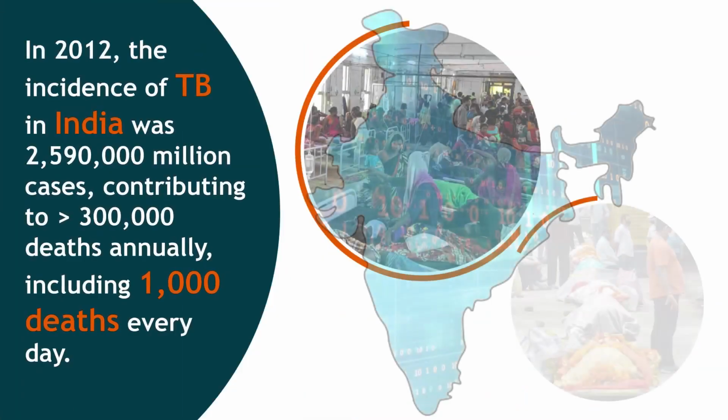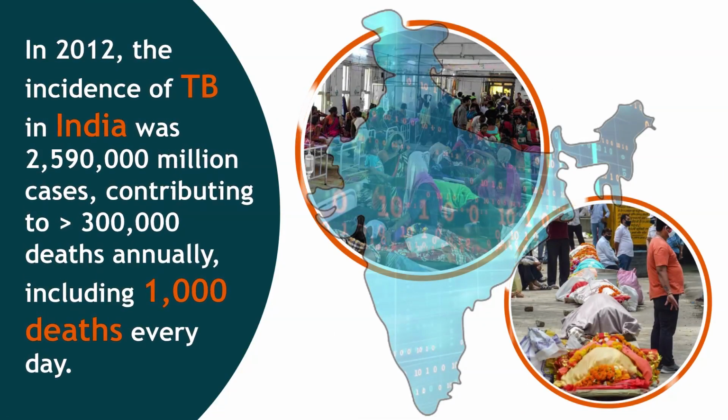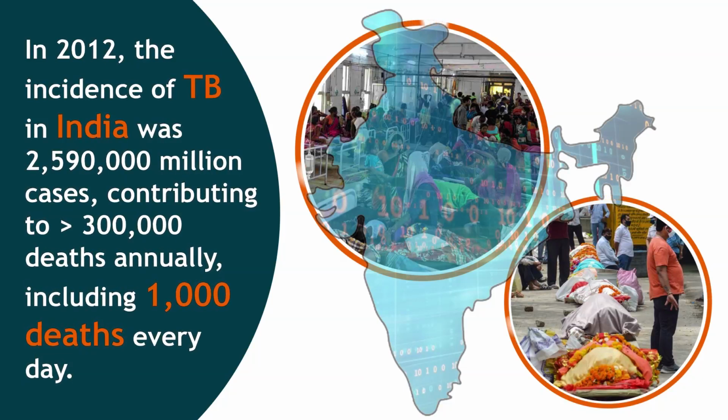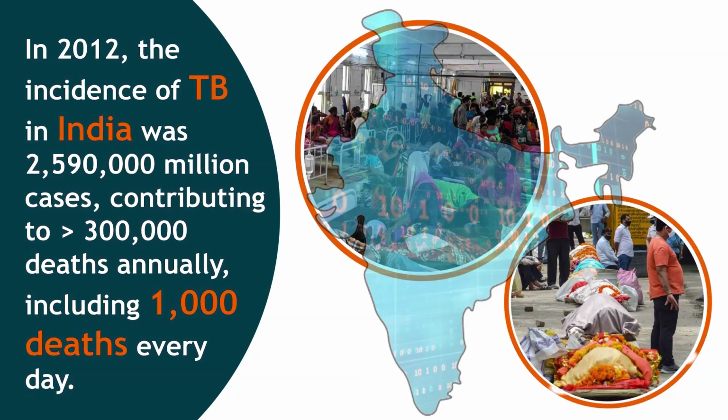In 2012, the incidence of TB in India was 2,590,000 cases, contributing to more than 300,000 deaths annually, including 1,000 deaths every day.